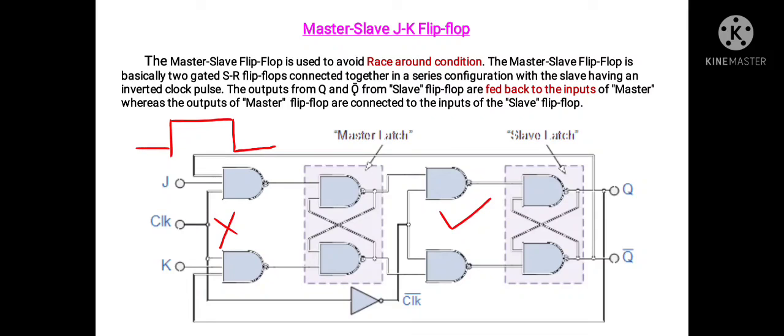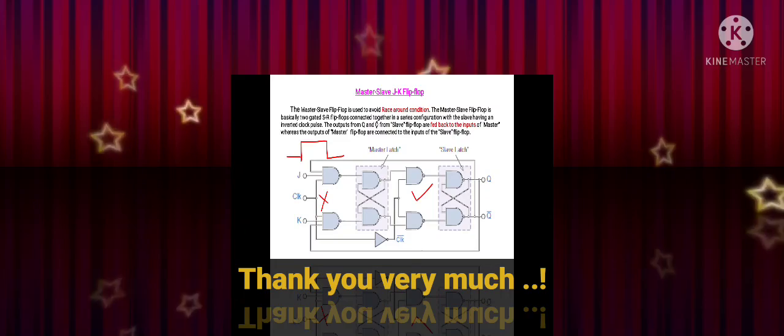Thus, in case of master slave JK flip-flop, the output Q does not change, and at the end of pulse, the value of master's output is transferred towards the main output. Thus, the race around condition is avoided in this JKMS flip-flop. So let's stop here. Thank you very much.